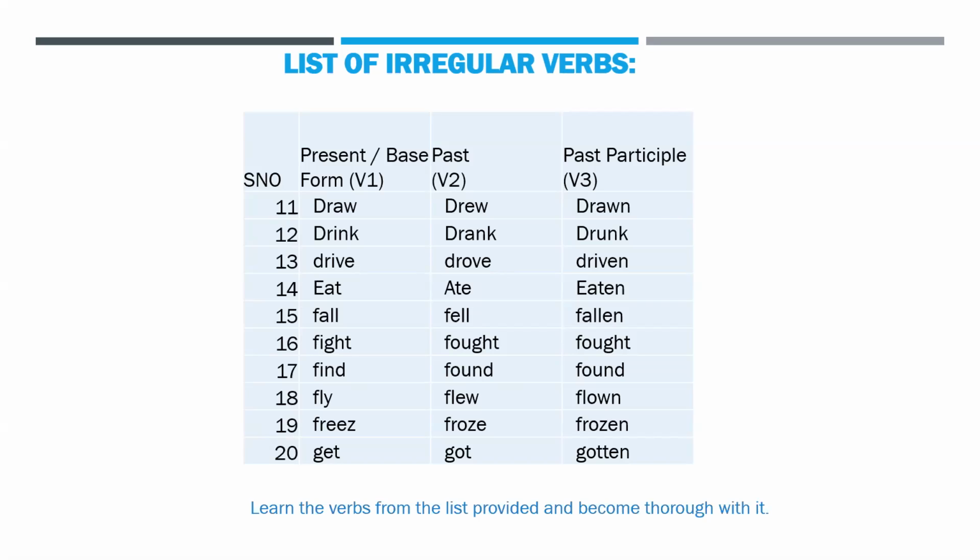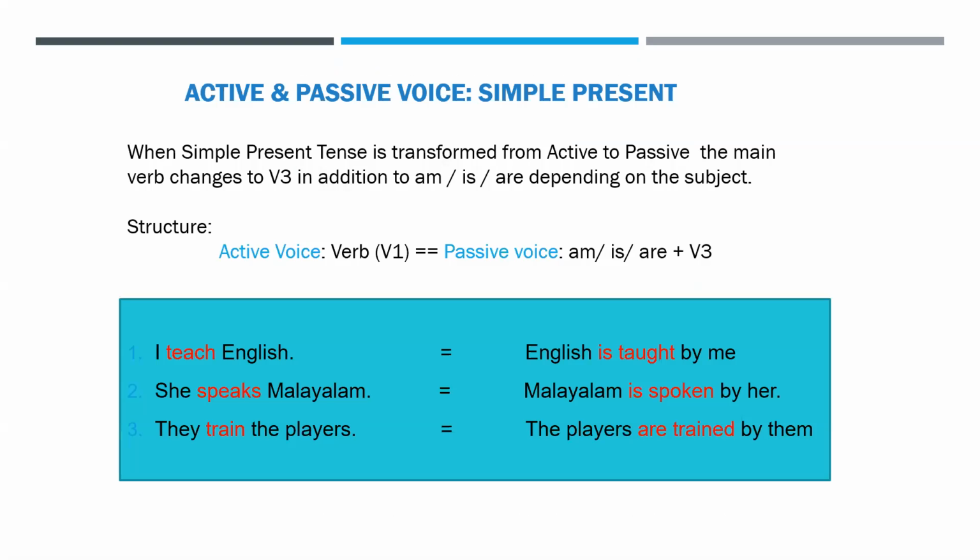So now let's move on to the active and the passive voice. Here you will first begin with the simple present. I teach English. So I is your subject, teach is the verb, and English is your object because it comes after the verb. And in which tense is the verb given? It is in the simple present, right?